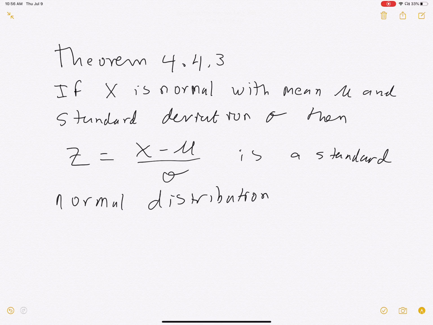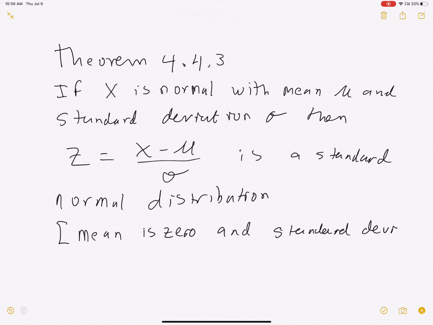Okay, and standard normal just means this. It means that the mean is 0 and standard deviation is 1. Okay, so now let's get on to the statement of the central limit theorem. Okay, so central limit theorem says this.